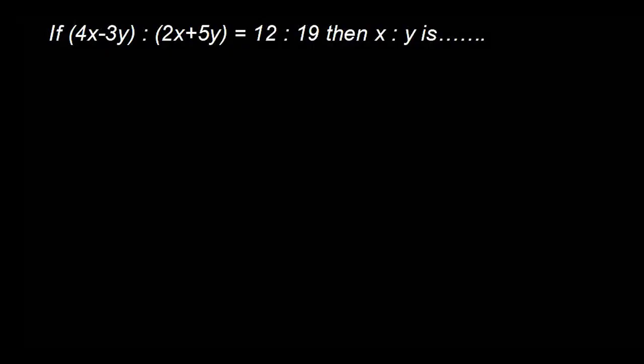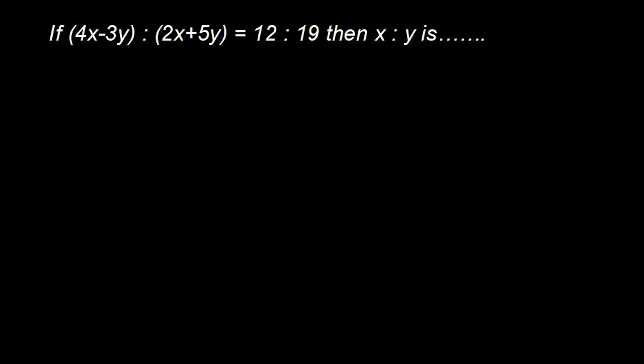If 4x minus 3y ratio 2x plus 5y equals 12 ratio 19, then what is the value of x is to y? I think this is an easy one. So let's start. 4x minus 3y divided by 2x plus 5y is equal to 12 by 19.